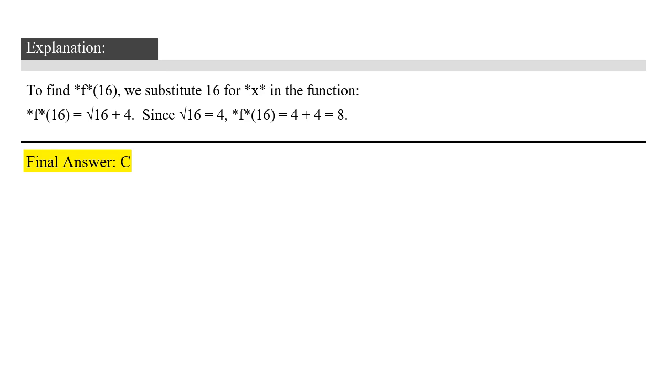To find f(16), we substitute 16 for x in the function f(16) equals square root of 16 plus 4. Since the square root of 16 equals 4, f(16) equals 4 plus 4, which is equal to 8.